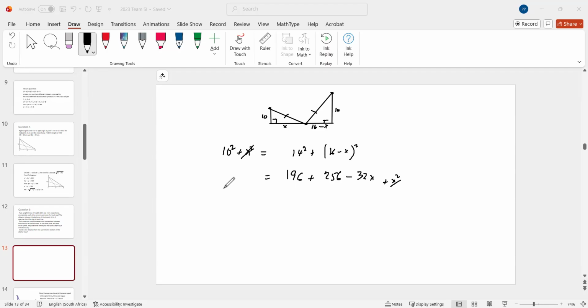If you bring all the x's to one side, only one x to bring. That's 32x. And then you have 196 plus 256 minus 100. If you take this to the other side, so this gives you 352, I think. Because you've got 256 plus 96, which is 352. So therefore x is equal to 11.